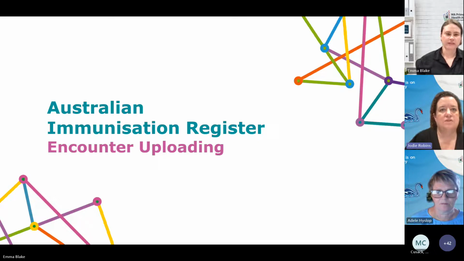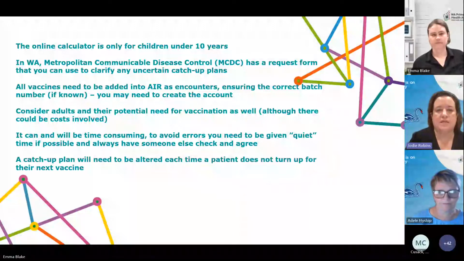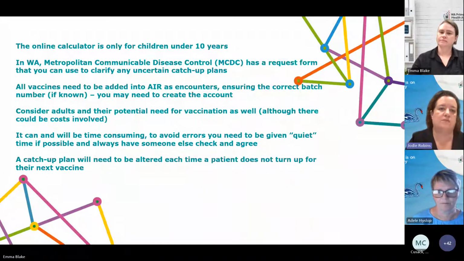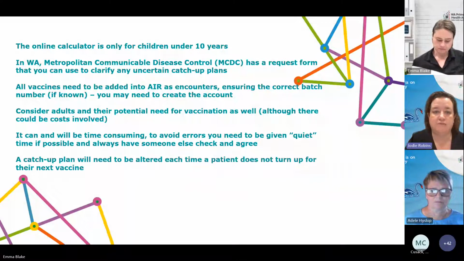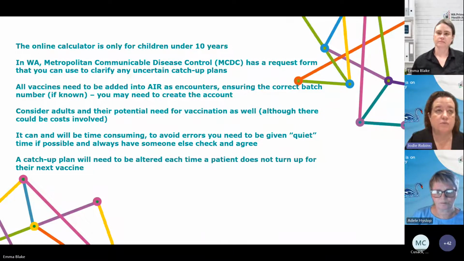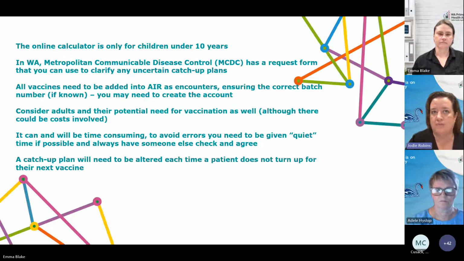So if you want to just flick to the next one. Yep. Okay, so that's pretty much the presentation itself. Just a couple of little reminder points for you. Remember that the online calculator is only for children under the age of 10. If you're lucky enough to be over here in WA, MCDC has a request form that you can use to help you clarify any uncertain catch-up plans. We will send you out that link for their request form in the resource pack that we send out.